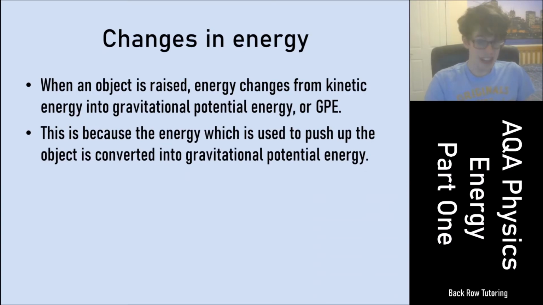So when an object is raised, so brought upwards, energy changes from kinetic energy into gravitational potential energy, which is quite often shortened to GPE. So if we take an object like this pen and we raise it upwards, the kinetic energy which I've just given that pen to make it travel, we call travelling, the energy given to moving objects is kinetic energy. So if we make this pen travel upwards like that, the kinetic energy is being transferred into gravitational potential energy, because when I drop it, it moves back down again. The energy which is used to push up the object is converted into gravitational potential energy, as we've just seen by that pen.